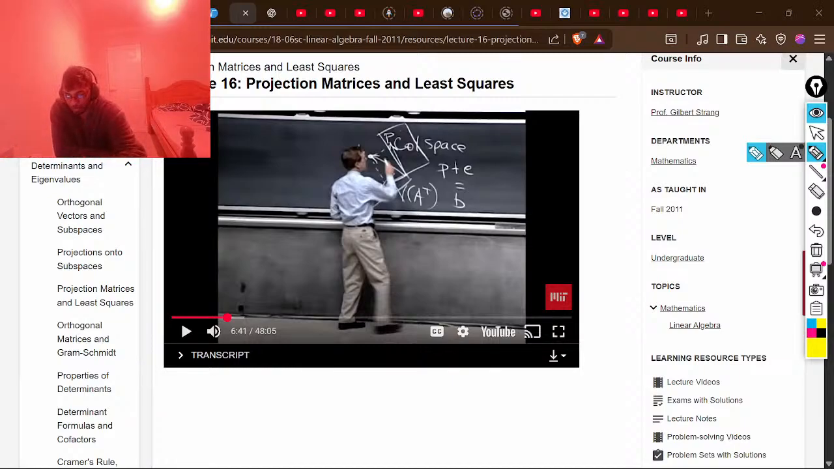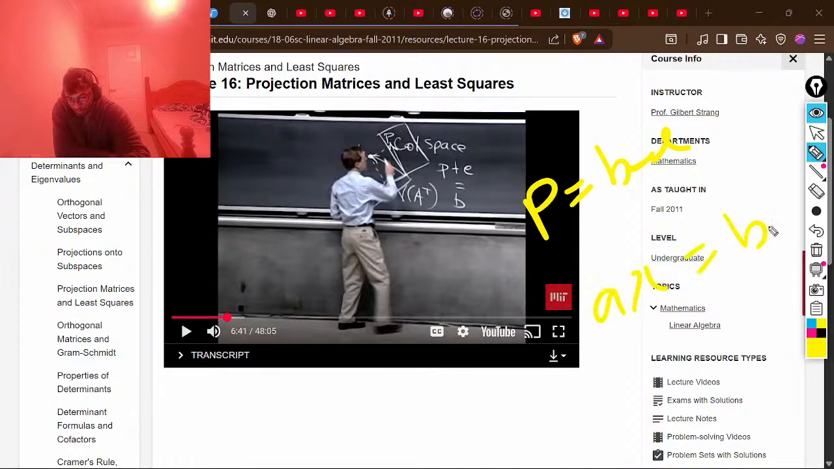So that's where the formula comes from. P is equal to B minus E. And that is AX, right? AX is equal to B minus E. And no, P is equal to AX, right? What am I missing?